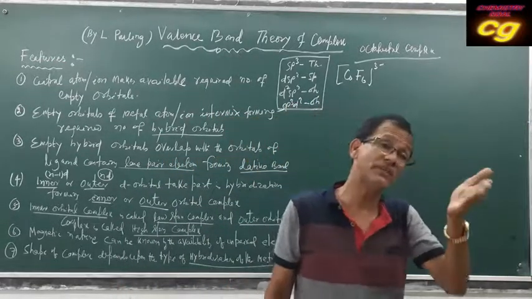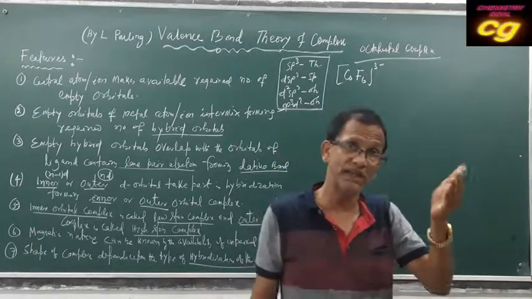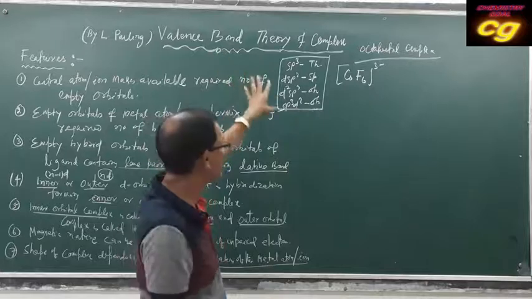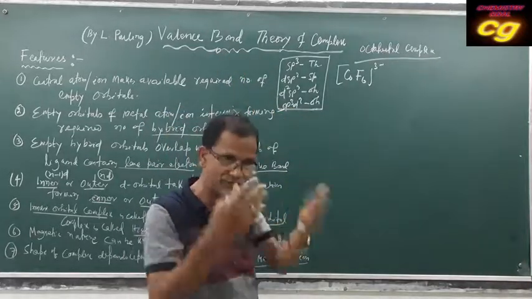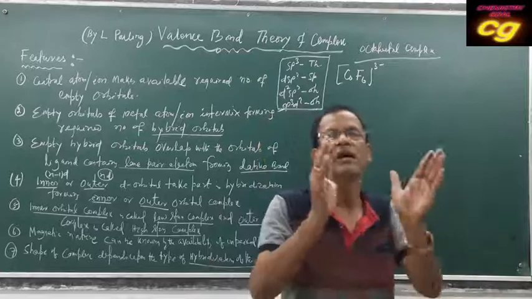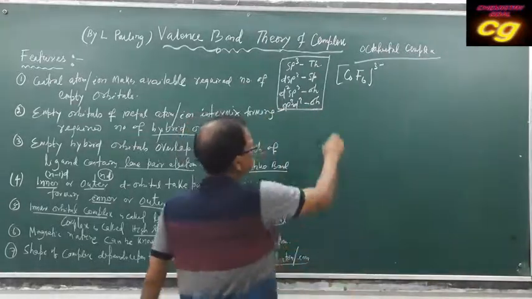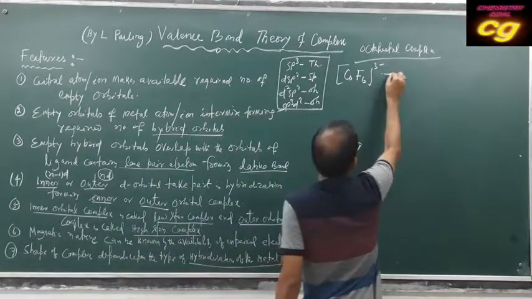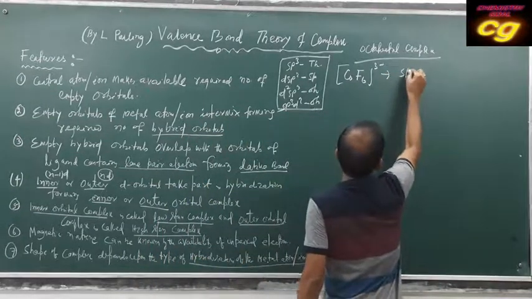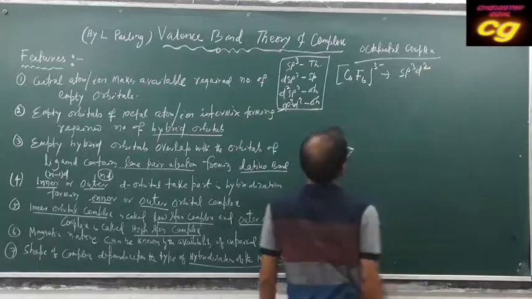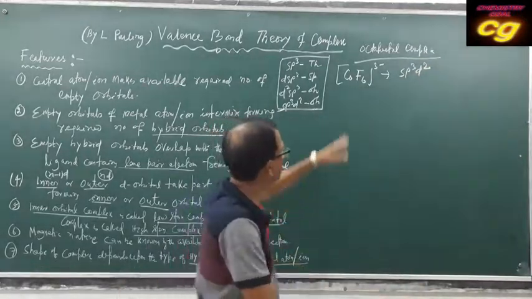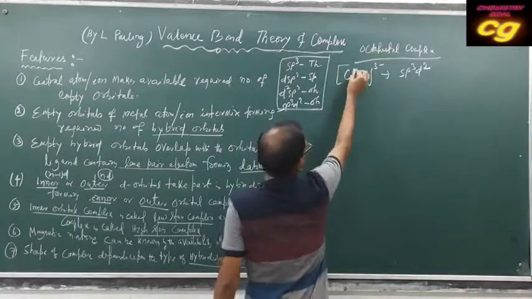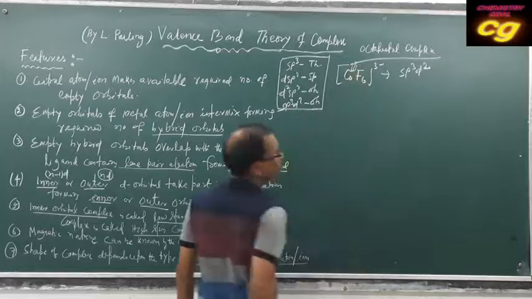We will discuss the types of ligands on the basis of their nature in the next topic, crystal field theory. But in valence bond theory, there is only one assumption: for this type of complex the hybridization is as follows. So for [CoF6]3-, the hybridization is sp3d2, and the shape is octahedral. Sp3d2 means octahedral. Here the cobalt charge is 3.